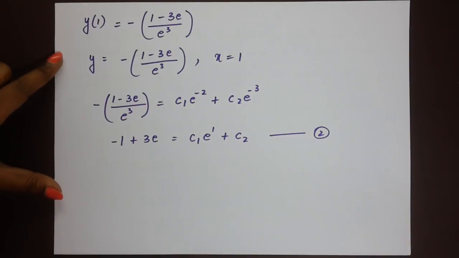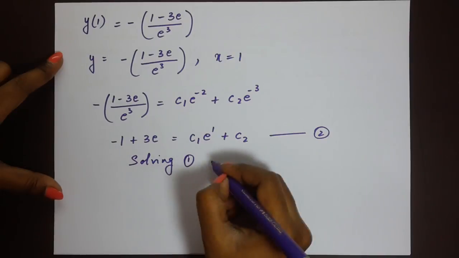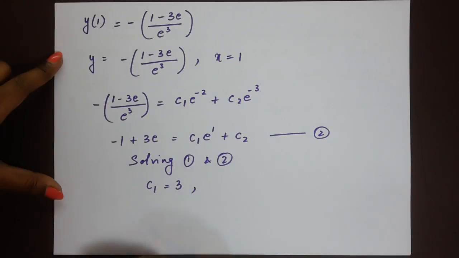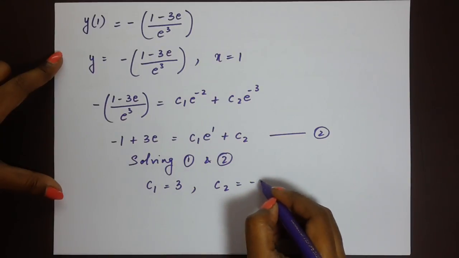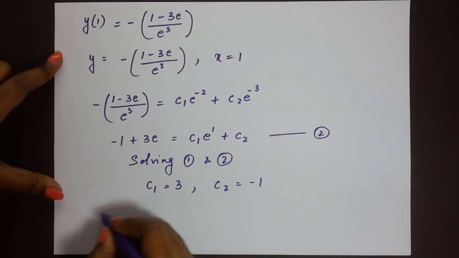So if we solve equations 1 and 2, we will obtain the values of c1 and c2. Now I'll leave that part of solving to you, since that's basic algebra. I'll just write it this way. Solving equations 1 and 2, you will obtain the values of C1, which is 3, and C2, which is minus 1. You can solve it and check they must match these values. Now once you have the values of C1 and C2, you need to substitute both these values into the general solution, and when you do that, the general solution becomes the particular solution.